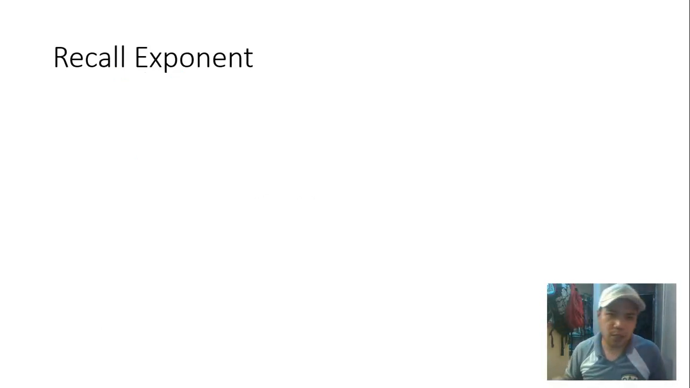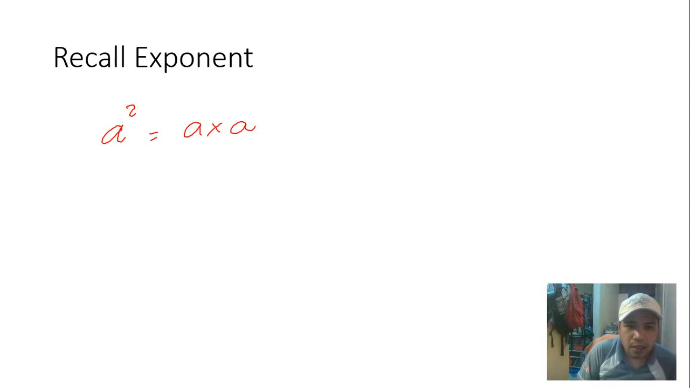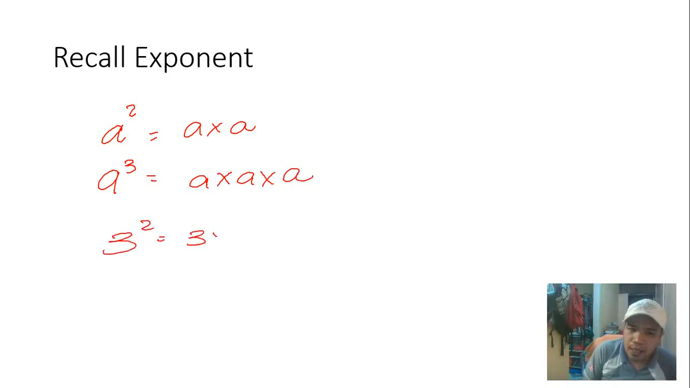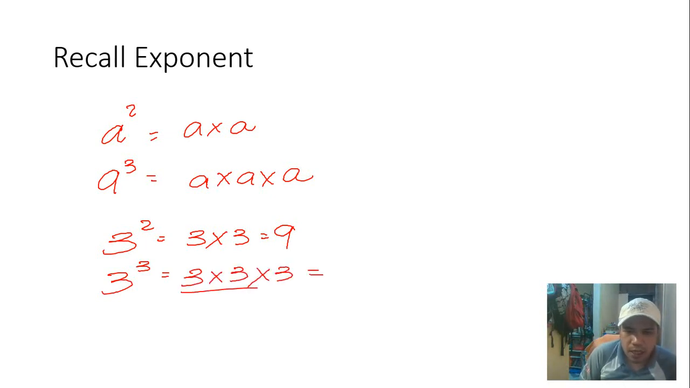So let's try to recall first the exponent. Assuming that I have a squared, that is equal to a times a. If it's a cubed, that is equal to a times a times a. So an actual example, 3 squared is not 3 times 2, but 3 times 3, and that gives us 9. And 3 cubed is equal to 3 times 3 times 3, and that gives us 9 times 3, 27. So that is the use of the exponent, since we will use the exponent in terms of time.